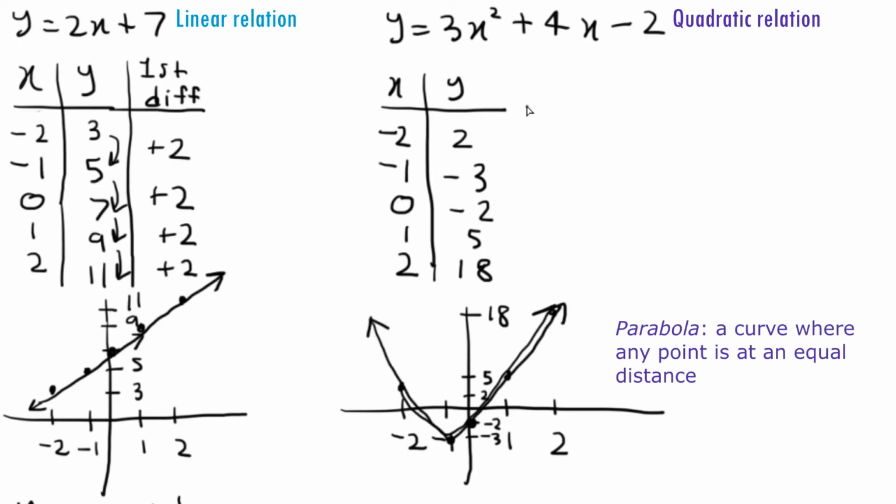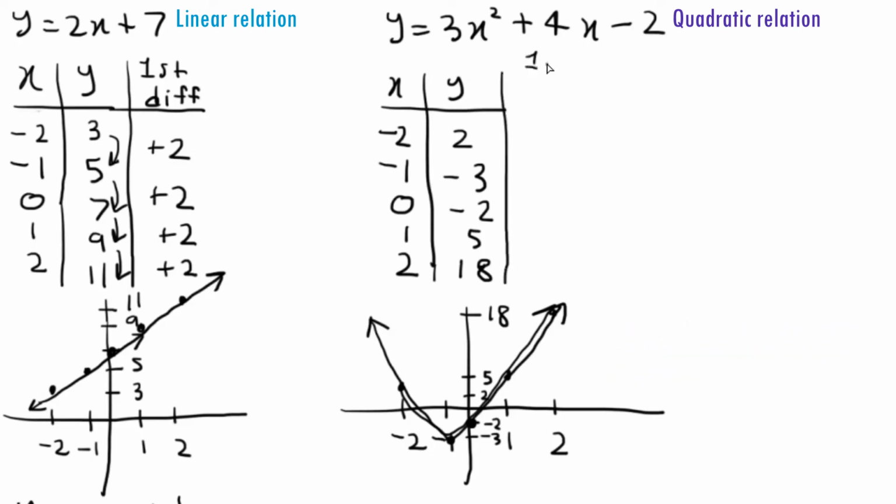We can take a look at the first differences now, because it doesn't really give us a line. Let's see what the first differences do. Same way, I'm going to ask, to get from 2 to -3, what do I need to do? Well, I need to subtract 5. From -3 to -2, it's add 1. Over here, we need to add 7. And over here, we need to add 13. So our first differences aren't the same.